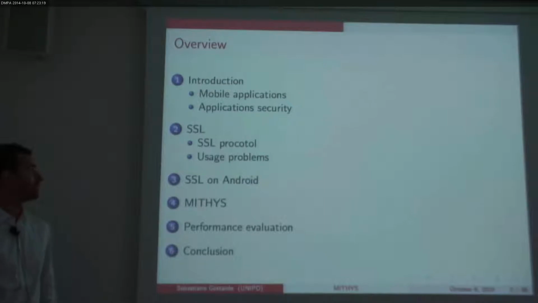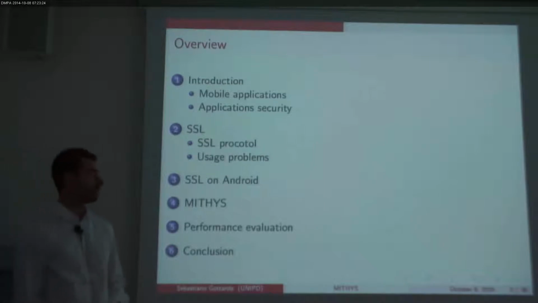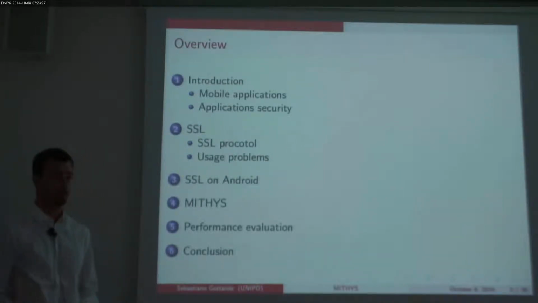So first of all, we're going to see a brief introduction about the context. We're going to talk about mobile applications and their security. Then we're going to focus a bit more on the SSL protocol, what it is, what it is used for, and what its usage problems are. Then we're going to talk about the Android situation and the SSL usage problems, which is actually the problem that we want to solve with this work. And we're going to present MITHYS, which is our solution to this problem, and also the MITHYS app, which is our implementation of the MITHYS architecture. And finally, we're going to draw some conclusions.